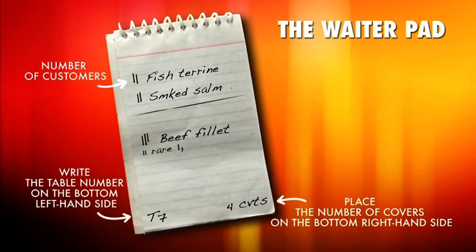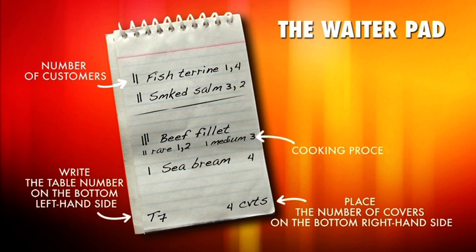Do not forget the cooking process for meats on the right-hand side of your pad. You will discover for 3 fillets of beef ordered, 2 rare for chairs number 1 and 2, and a fillet of beef medium for chair number 3. These abbreviations have been set up by the management so that everybody writes the same thing on the waiter pad.